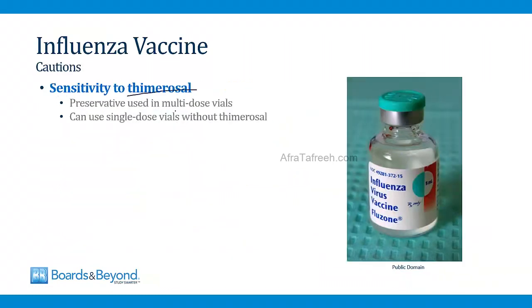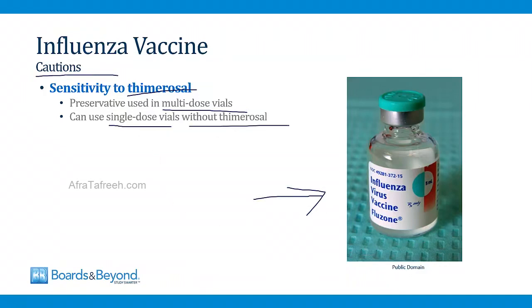Thimerosal is a preservative used in multi-dose vials of the flu vaccine, and there are some patients who have an allergy to thimerosal. So one of the cautions of the influenza vaccine is that you can't use these multi-dose vials to give the vaccine to patients who are allergic to thimerosal. You can, however, use the single-dose vials because those do not have thimerosal. And then, as I mentioned on the last slide, the intranasal version of the flu vaccine also does not have thimerosal, so that's an option for patients who have an allergy.